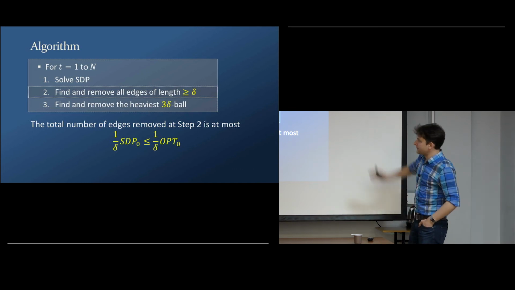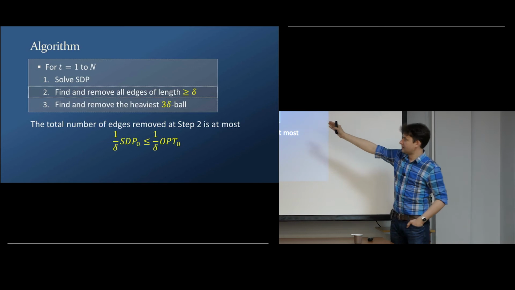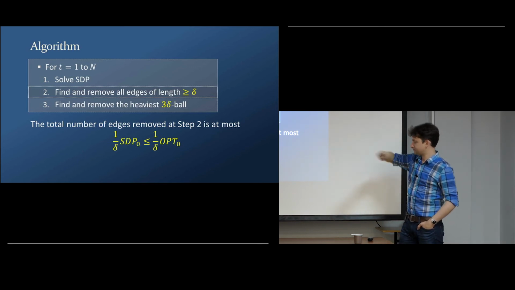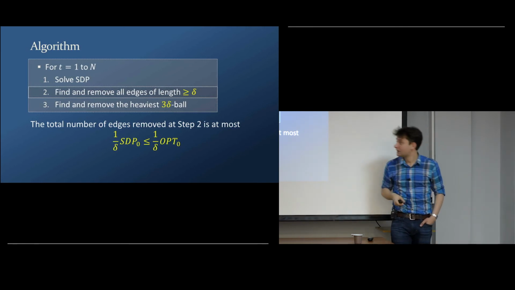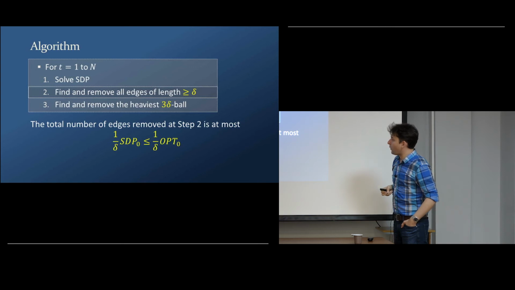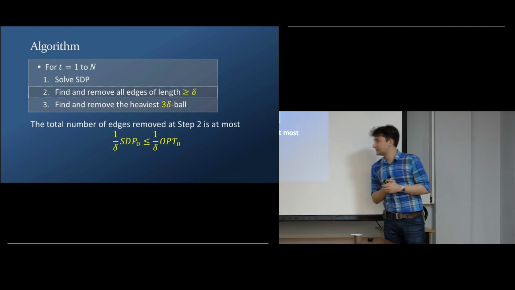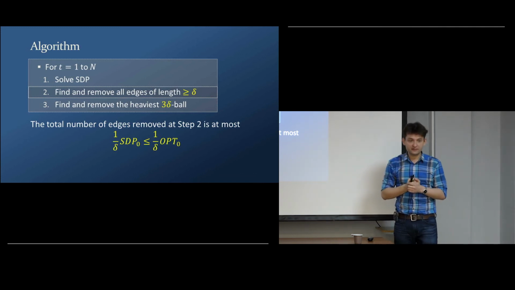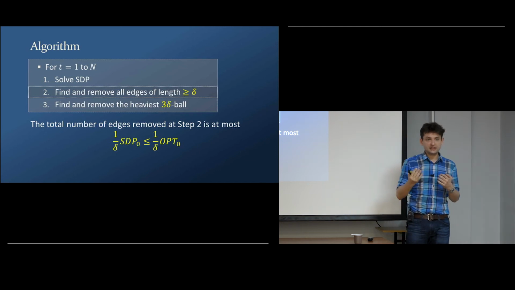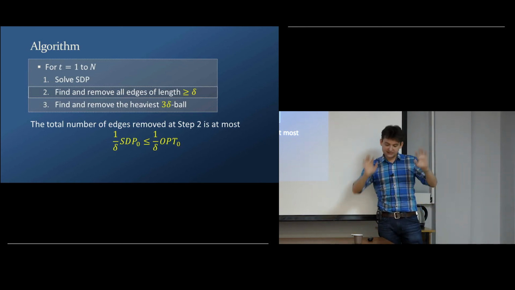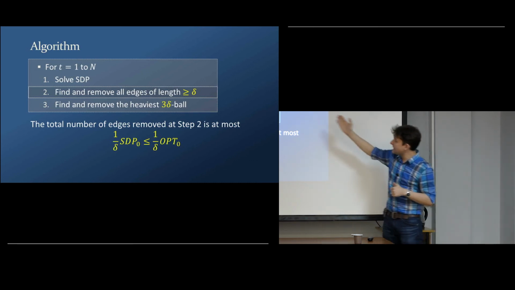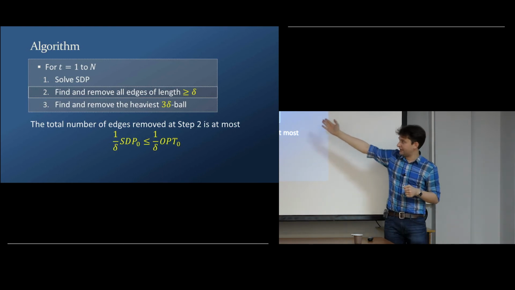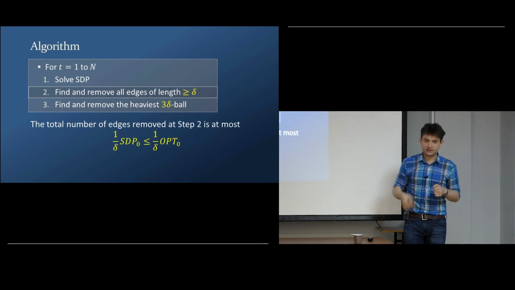Okay, we will only analyze the second and the third step. We need to bound the number of edges removed by our algorithm. And then we need to show that at the end of this algorithm, the cut between L and R is sparse. So how many edges can be removed at step 2 of our algorithm over all iterations?